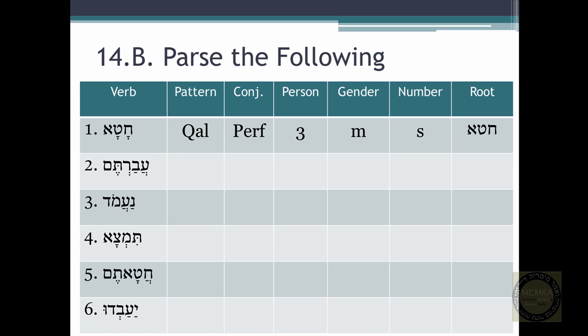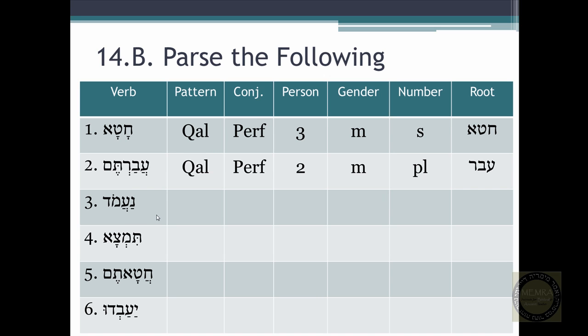Number 2, avartem. Does it have a prefix? No, it does not, so it's going to be a qal perfect, and the tem is quite predictable as second masculine plural. Number 3, na'amod.